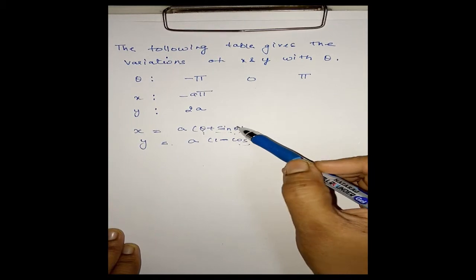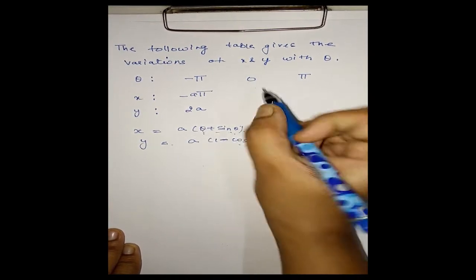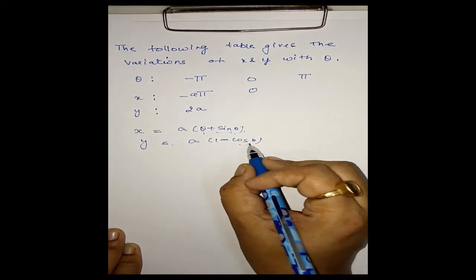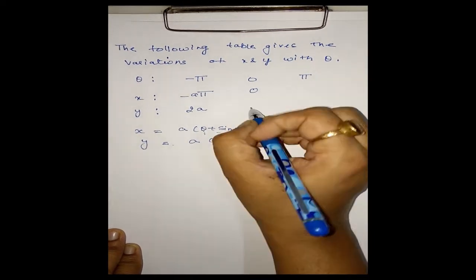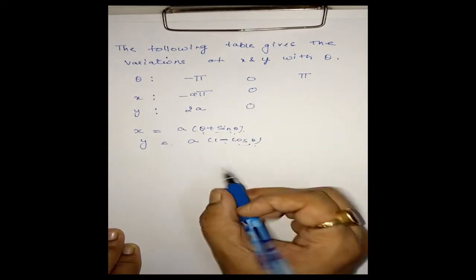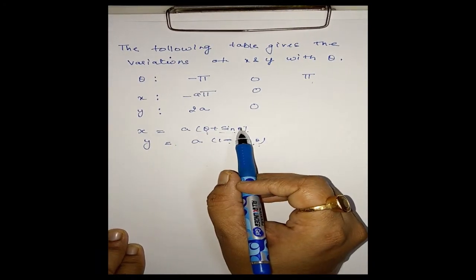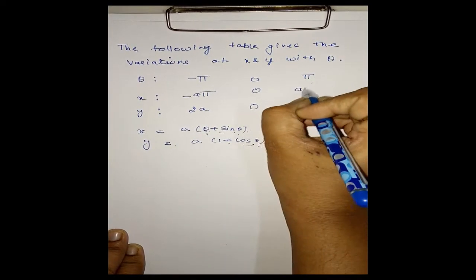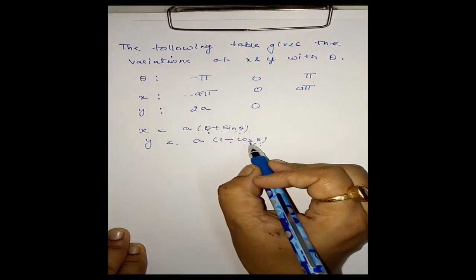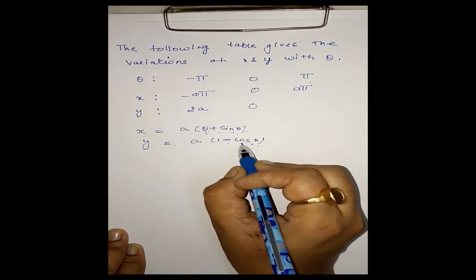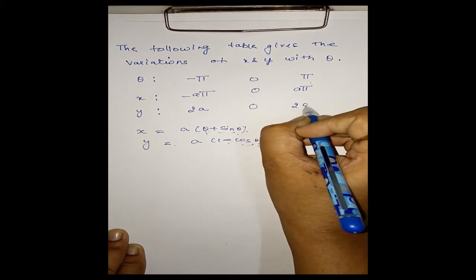And when theta is 0, sin 0 is 0, that means 0 here. And cos 0 is 1, 1 minus 1 is 0, that means we are getting 0 here also. And when theta is pi, sin pi is 0, here that means a pi. And here cos pi is minus 1, minus minus plus, that means 2a.